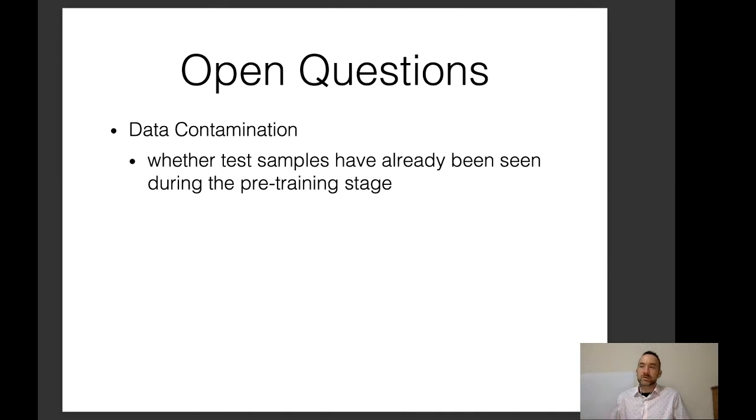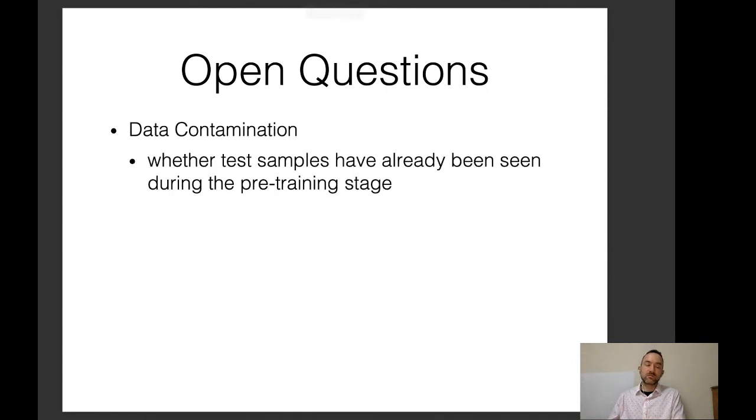So there are lots of open questions in these models as well. For example, with the data that they're trained on, if it's just scraped from the web, there are a number of problems that could happen. If the dataset you're testing on has also been created from the web, it's quite possible that the model has already memorized the test samples that you're trying to evaluate on, in which case you get unfairly high performance.